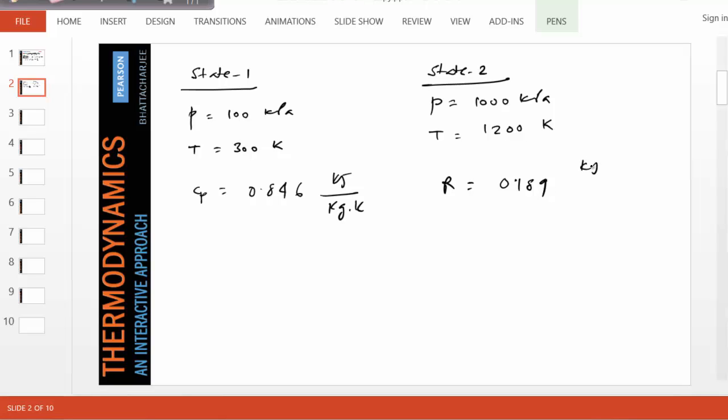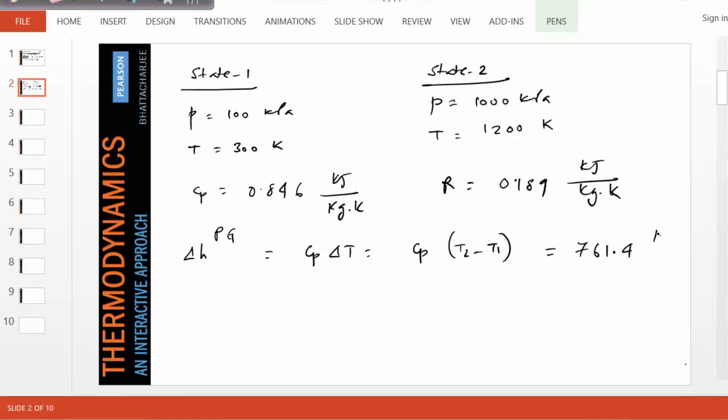well, I'm approximating the values a little bit here, and that gives us immediately what enthalpy for the PG model is: Cp delta T, Cp times T2 minus T1, and if we substitute, you can show that it turns out to be 761.4 kilojoule per kg.